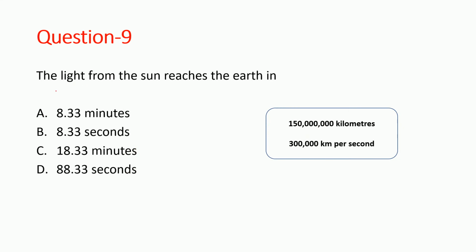Okay, coming to the next question. Here is one of the important questions. The light from the sun reaches the earth. We need to calculate it. First we need to see the distance from the sun to our earth. This distance is 150,000,000 kilometers, and the light has to travel this distance from the sun to the earth.